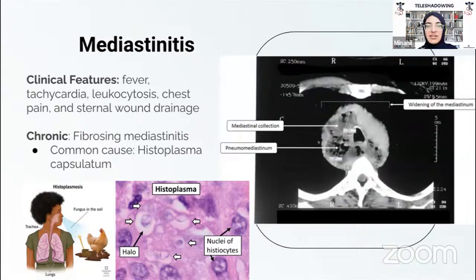Okay, thank you, Dr. Chima. I think I mentioned that before you joined, that there's fungus in the soil and you breathe that in, and then you can see here how it could get into the lungs and cause infection.